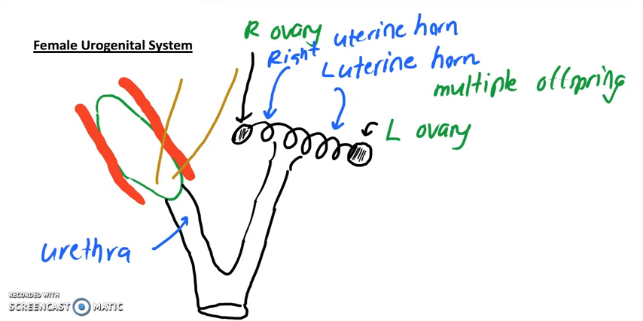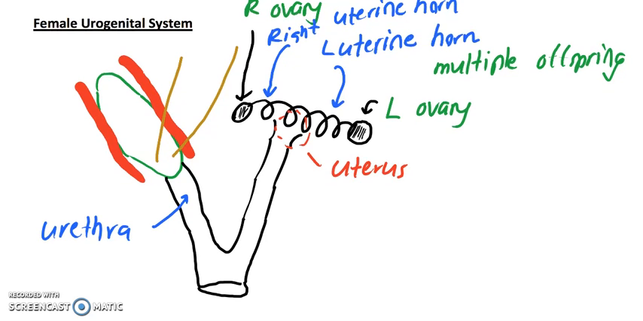When these two horns converge, so approximately this area, now we can call this the common uterus, or just call it the uterus. A little bit under this uterus region, we can call this the cervix, and a little bit under that, we can call this the vagina.